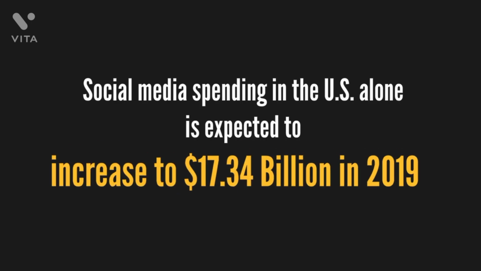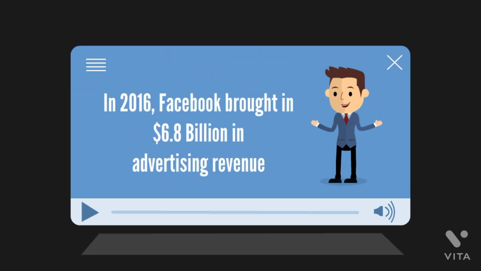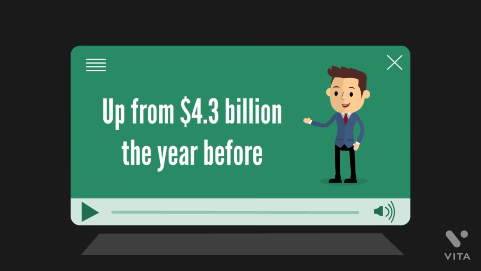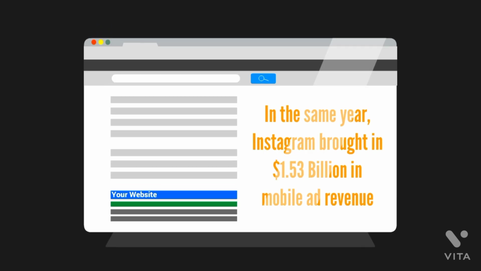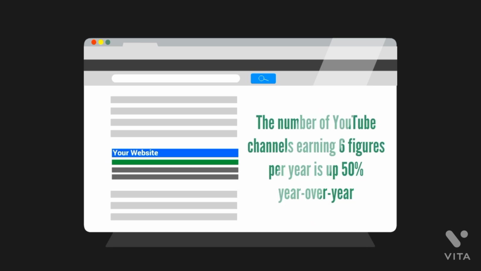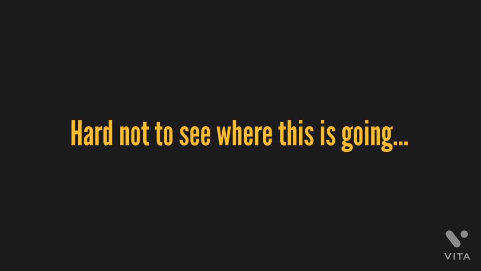Social media spending in the US alone is expected to increase to $17.34 billion in 2019. In 2016, Facebook brought in $6.8 billion in advertising revenue, up from $4.3 billion the year before. In the same year, Instagram brought in $1.53 billion in mobile ad revenue. The number of YouTube channels earning six figures per year is up 50% year over year. Hard not to see where this is going.